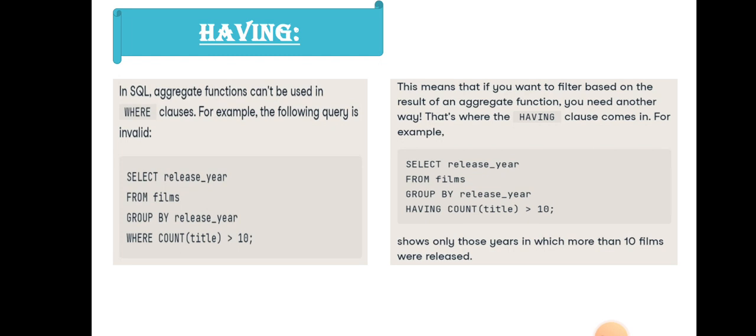For example, select release year from films group by release year having count title greater than 10. We simply replace where with having. It shows only those years in which more than 10 films were released.